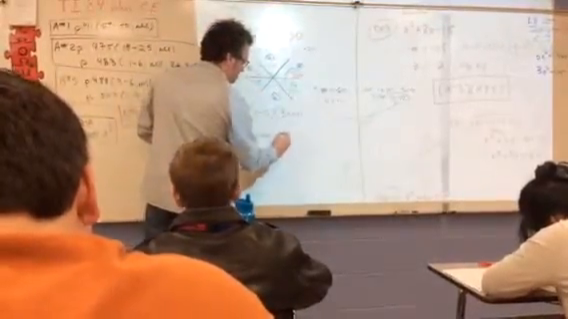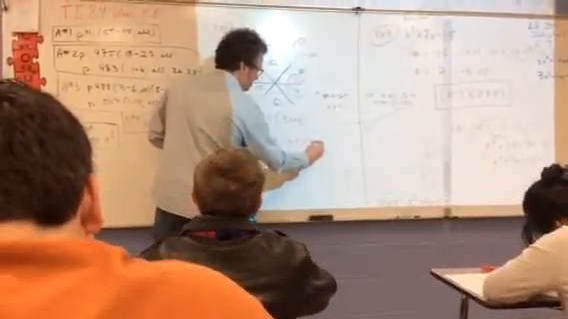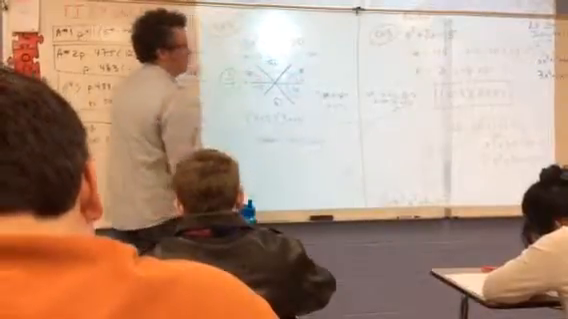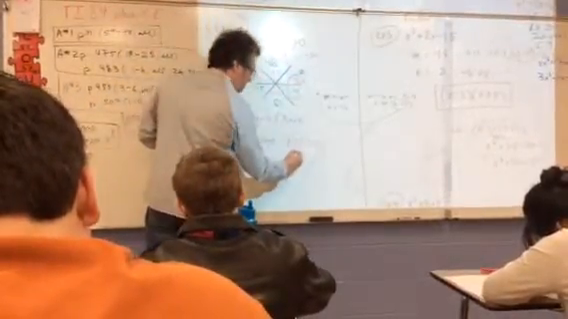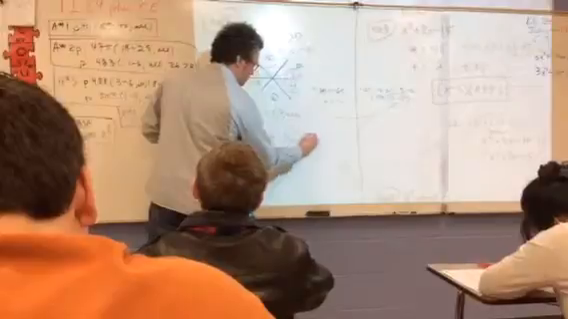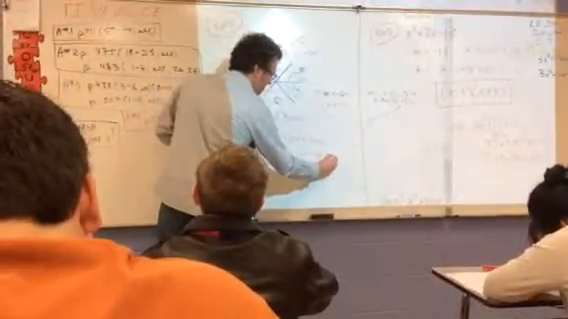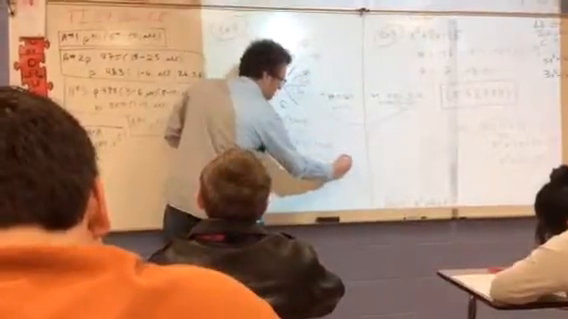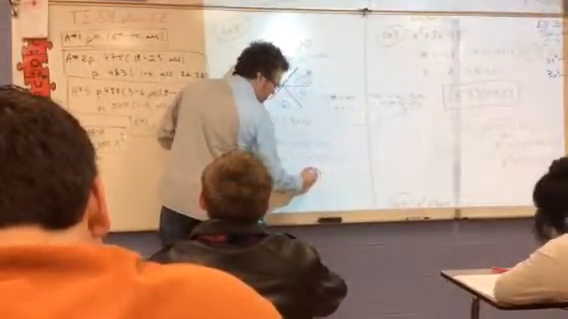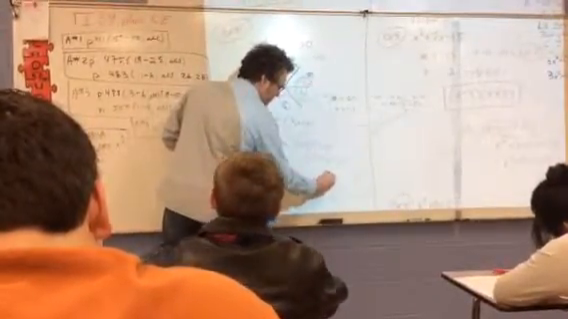So we have x minus 5 times 3x plus 4. Distribute: 3x squared plus 4x minus 15x minus 20. Combine those like terms. Did it work? Yes.